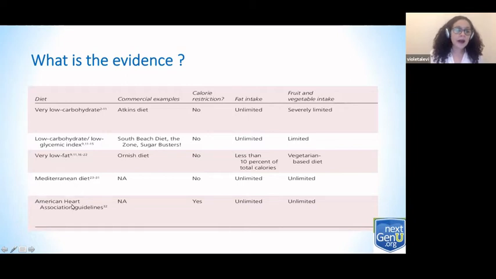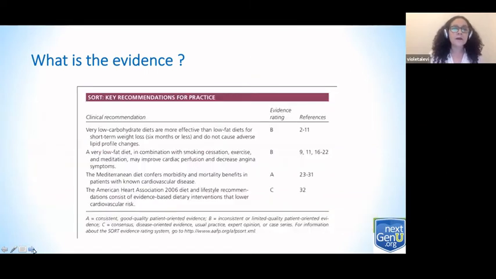And the American Heart Association guidelines have a caloric restriction, unlimited fat intake, and unlimited fruit and vegetable intake. But this restricts the calories. It's difficult for people to follow this kind of diet because they have to be counting calories. But again, this is the one that the American Heart Association is recommending.